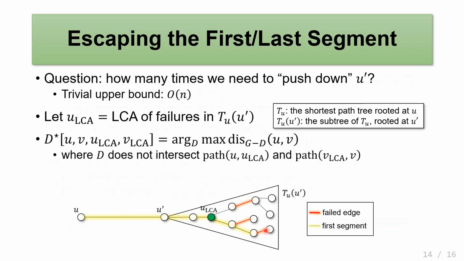Instead of D star UV U prime V prime, we consider D star UV U LCA V LCA, which is the maximizer of this G minus DUV, where D does not intersect path U LCA and path V LCA V. Note that there are no values in the path from U to U LCA, so it's valid to consider this D star. And then when we find a hitting vertex in D star, we push down U prime to this hitting vertex.